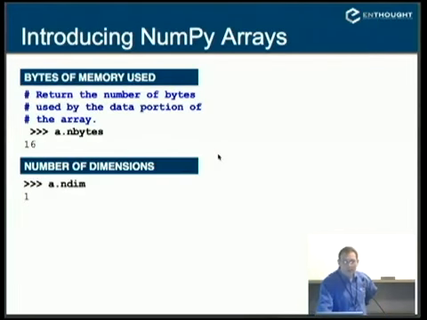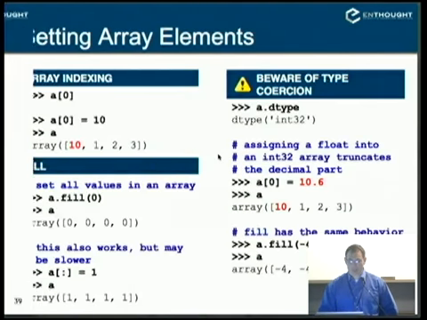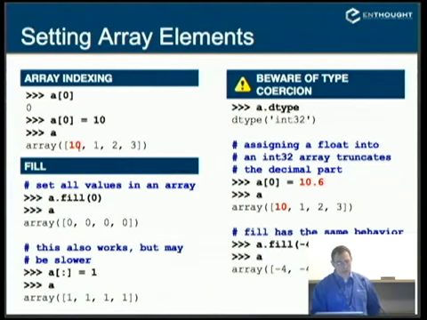The number of bytes used is the element size times the size of the array. And then the number of dimensions is ndim. So there are a number of attributes that are available to you. So let's look at this.